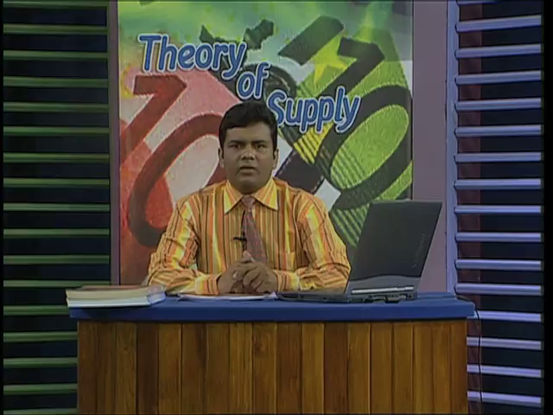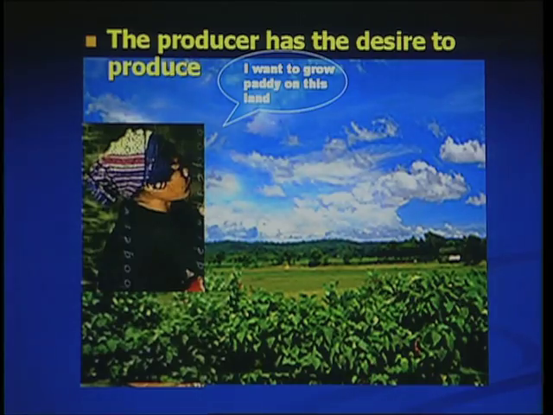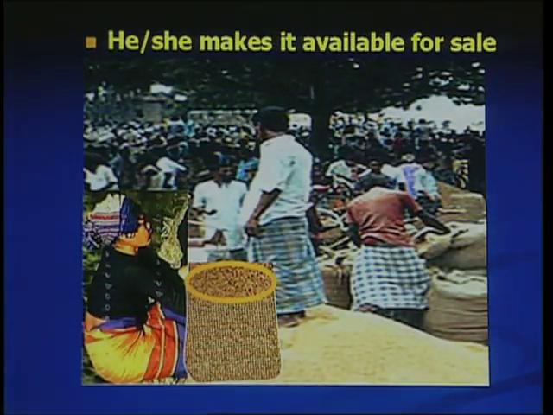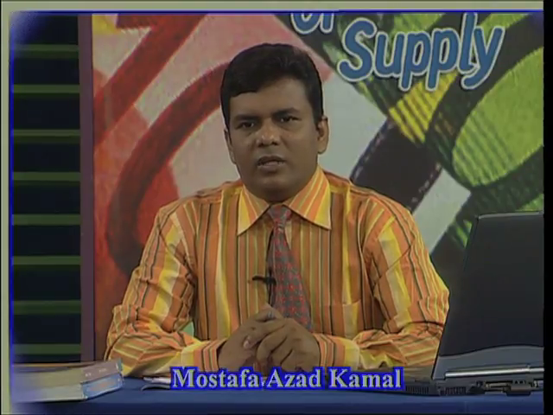To be supply of a commodity, or if we think a person has the supply of a commodity, three conditions are to be met. These conditions are: the producer has the desire to produce, the producer is able to produce the commodity, and he or she makes it available for sale. Dear learners and viewers, we have learned that three conditions must be met for being a supply of a commodity. If the conditions are partially met, we cannot tell that there is a supply of the commodity.